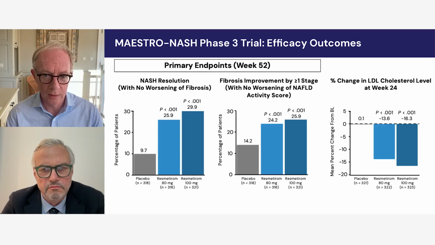Now, if we take a little bit of a deeper dive into the results of those 2 drugs. So first of all, you have the MAESTRO-NASH phase 3 trial of resmetirom. You see here the main results on the primary endpoints. There's MASH resolution with a clear benefit of the drug over placebo, but also fibrosis improvement of at least 1 stage without worsening of MASLD activity, with a clear benefit from the drug compared to placebo, with an effect size of about 12% for the resmetirom 100 milligram.